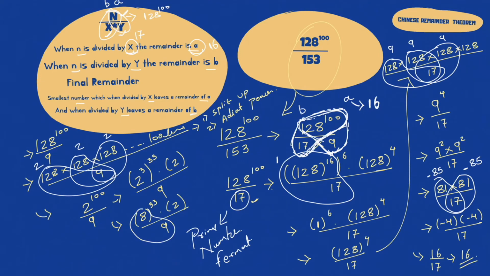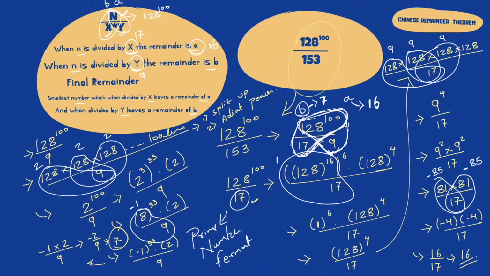8 divided by 9 gives a negative remainder of minus 1, and that is why I had adjusted the power. Minus 1 will now be multiplied how many times? 33 times, into 2. Minus 1 multiplied 33 times, which is an odd number of times, is nothing but minus 1. Minus 1 into 2 divided by 9, I'll get the answer as minus 2 by 9, but that is a negative remainder. The positive remainder will be minus 2 plus 9, which is 7. So now I get my B to be 7.